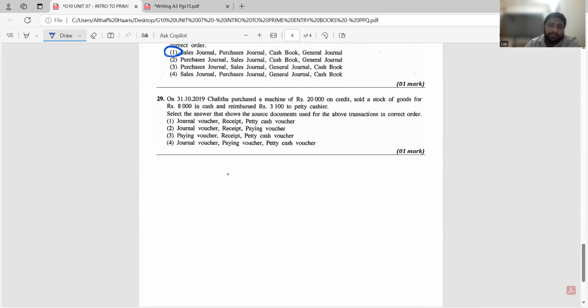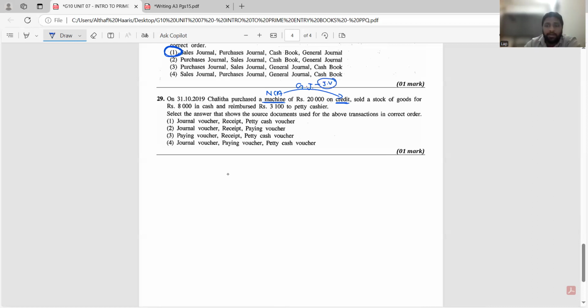On 31st October 2019, Chalita purchased a machine, a non-current asset, for 20,000 on credit basis. Non-current asset purchased on credit will go to the general journal. General journal source document, journal voucher.